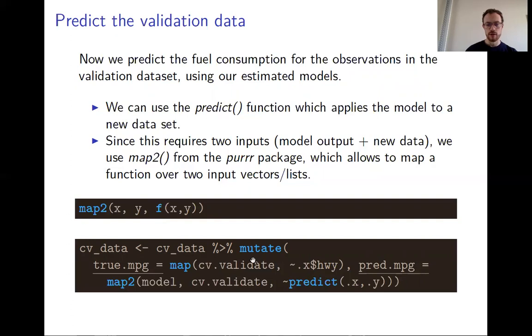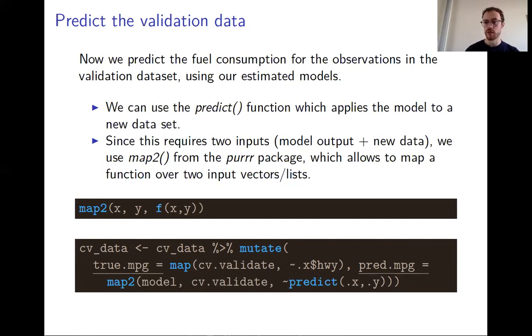So now we create a new column that is the true miles per gallon, where we just extract the true miles per gallon from the validation data set, and then we create a prediction column where we just predict the miles per gallon from the engine specifications that we see in the testing data.